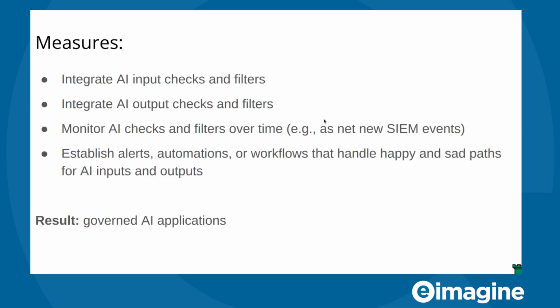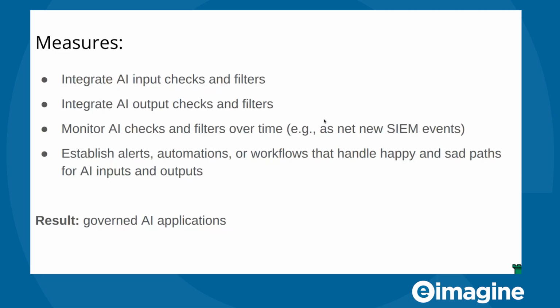So the reality here is that you want to do the following. You want to integrate input checks and filters and output checks and filters. Those input checks and filters could be scrubbing the input for PII to prevent sensitive data disclosure. It could be blocking prompt injections to prevent malicious inputs. The output checks and filters could be things like factual consistency checks or toxicity checking, both of which we have implemented and many of our customers use.